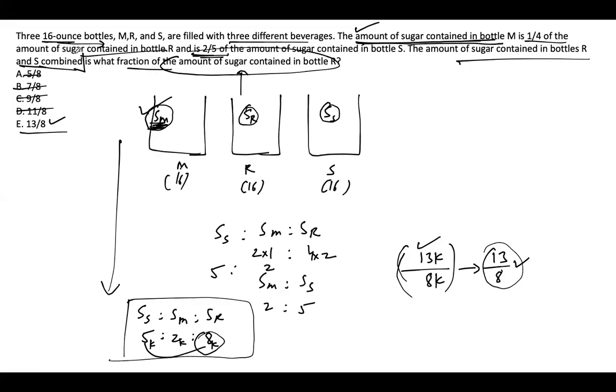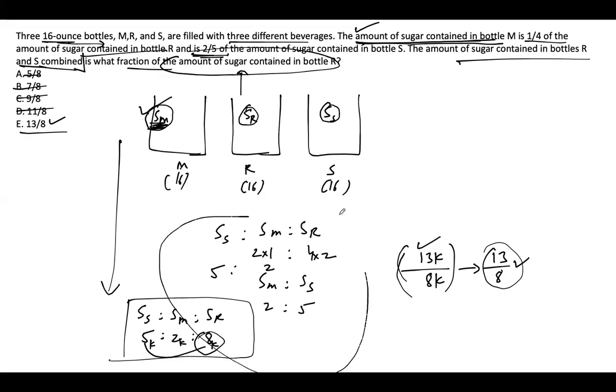See, even I didn't know when I read the first line how to go about it. I thought maybe 16 ounce had some role to play. Yes. Maybe three different beverages had some role to play. But once I saw the second line, I came to realize that it was just a ratio question, nothing else. This is just a ratio question, right?